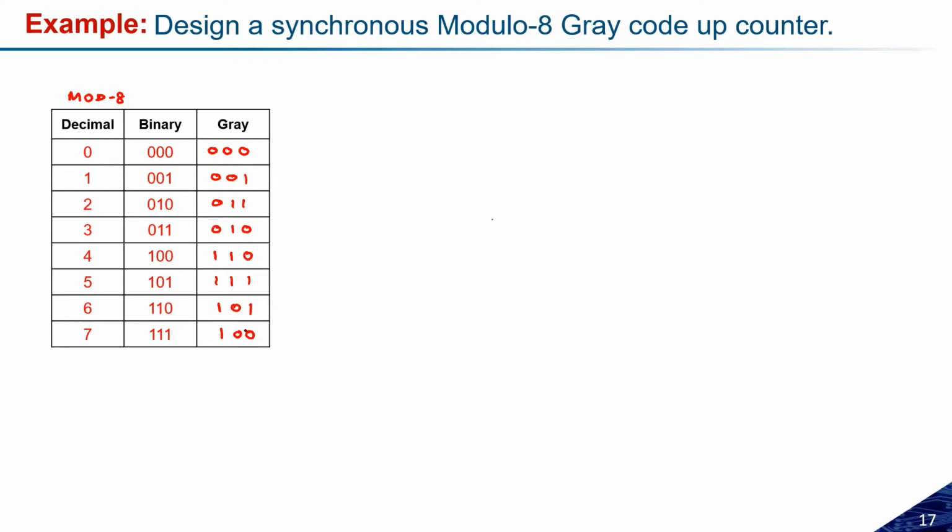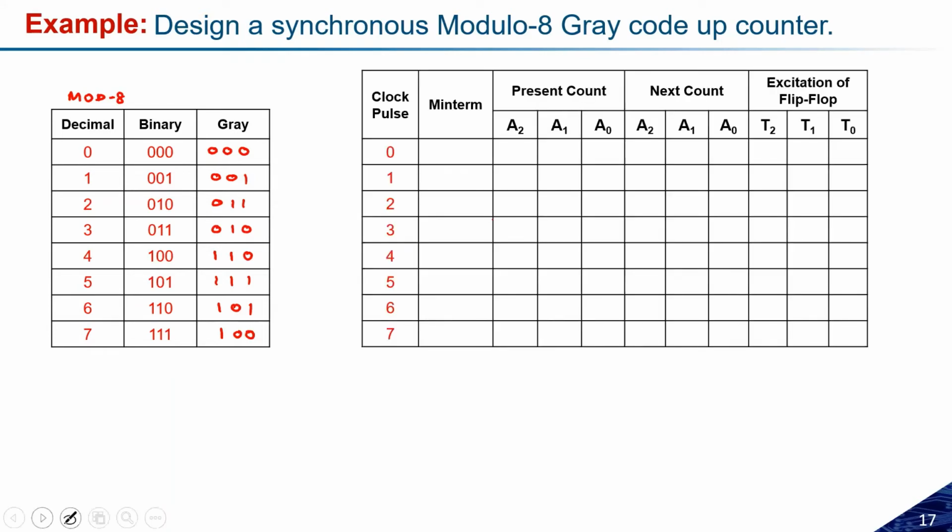Okay, so let us try to fill this up. If the clock pulse is something like this, 0, 1, 2, 3, 4, 5, 6, what should be the sequence? If we look here, this is the same as 0, so the minterm will be M0. This 001 is the same as minterm 1.